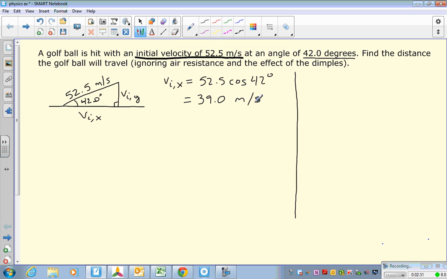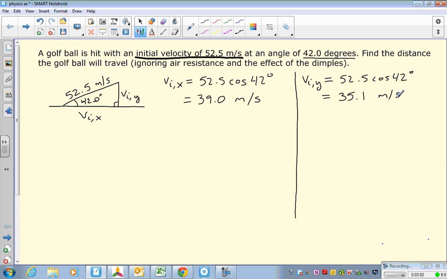In the y direction, V initial, we're going to use sine because it's the opposite side. So that's going to be 52.5 sine of 42 degrees. And so that, if you put it in your calculator and use 3 significant figures, you get 35.1 meters per second. So checking the problem, they don't give us anything else, which means we have to figure out what's going on based on our assumptions.